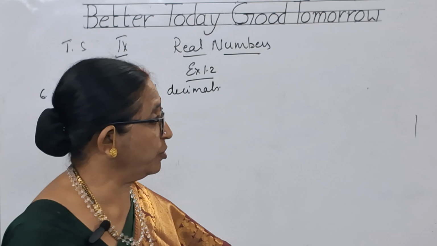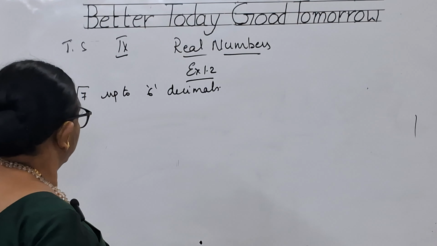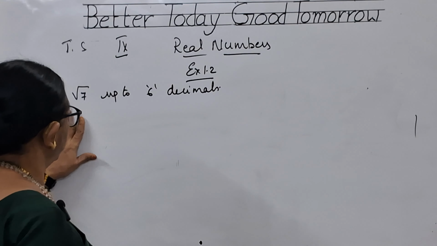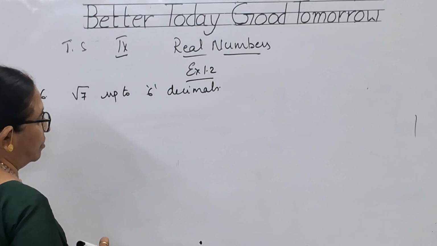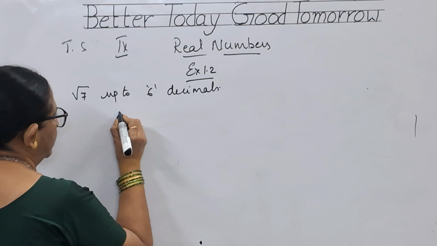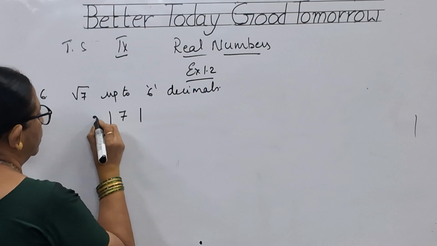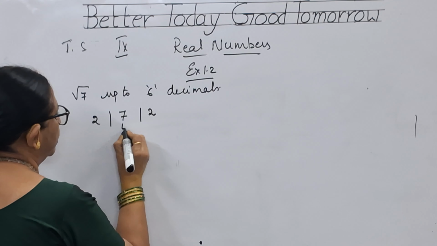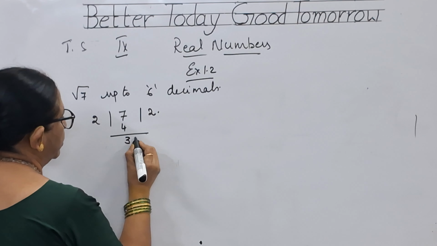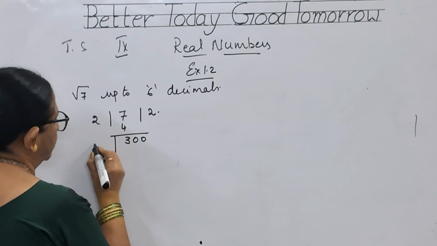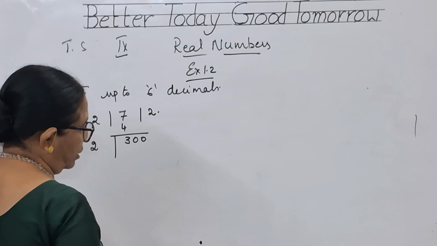Now let us come back to the topic. Exercise 1.2, the sixth one we are doing. You have to find root 7 up to 6 decimals. So let us see how to find the root. You know 2 2s are 4. You will get 3. Keep a point. Take 2 zeros and 2.